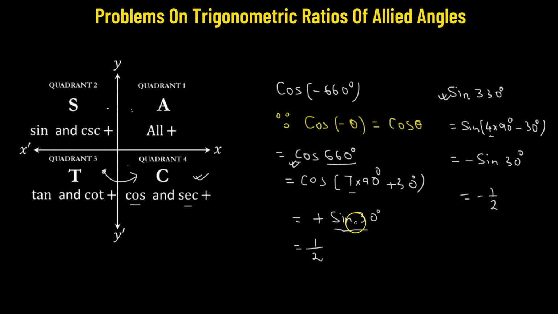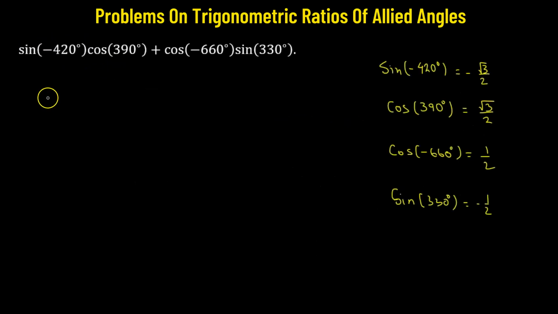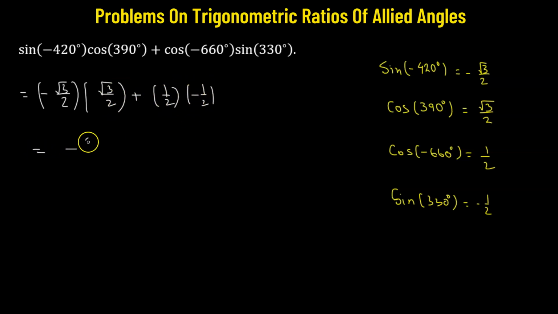Now we have the values of all the four trigonometric ratios. Now we're going to substitute these values into our original problem. So let's do that. We have negative square root of 3 over 2 multiplied by positive square root of 3 over 2, added to positive half times negative half, which equals negative 3 over 4 minus 1 over 4. And the final result is going to be negative 1. That means the value of the given trigonometric expression is negative 1.